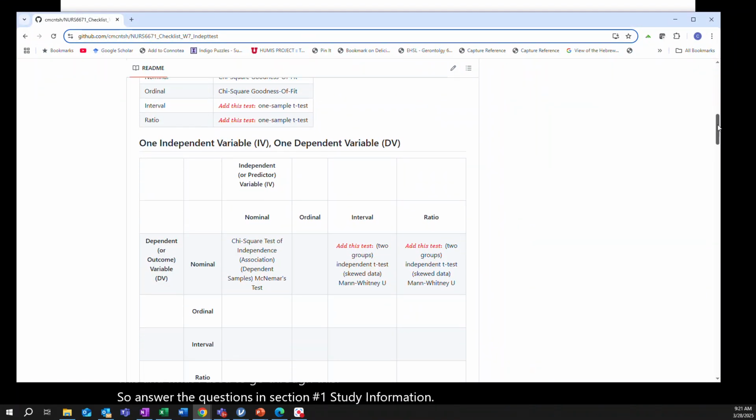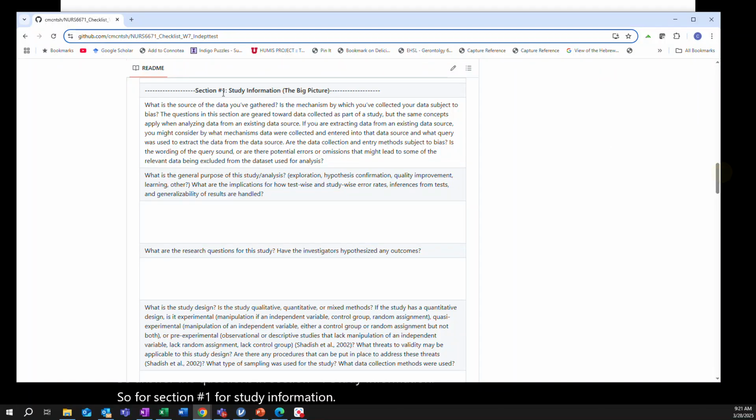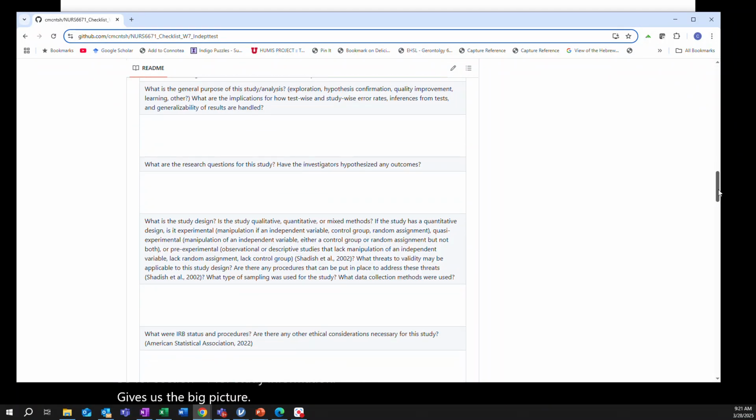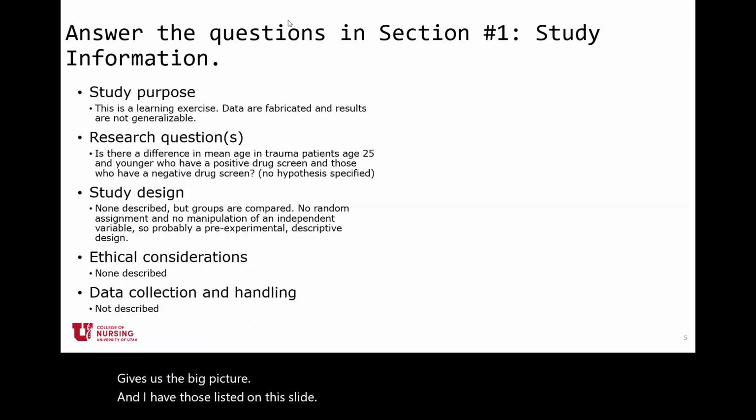So section number 1, study information, gives us the big picture. And I have those listed on this slide. So the study purpose: this is a learning exercise. All the data are fabricated and results are not generalizable.